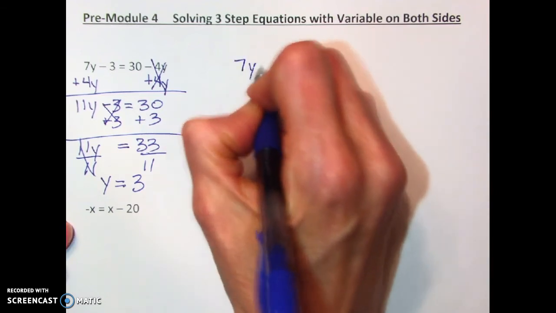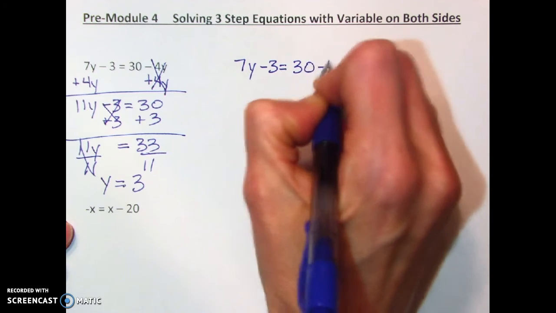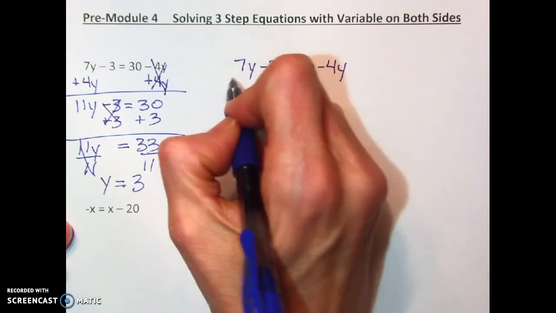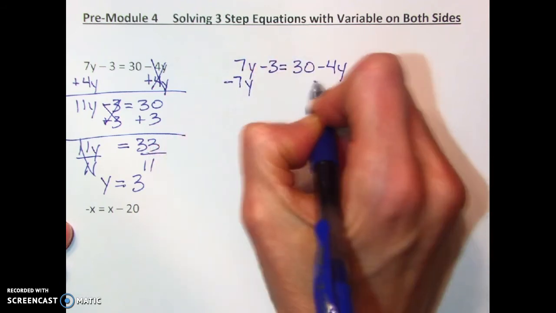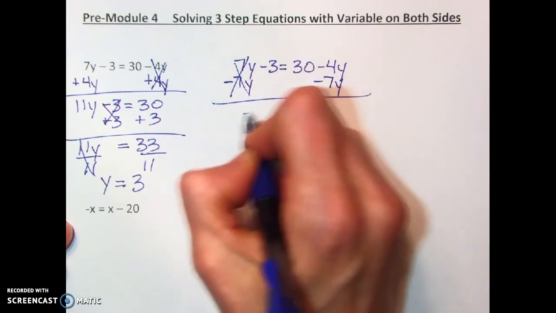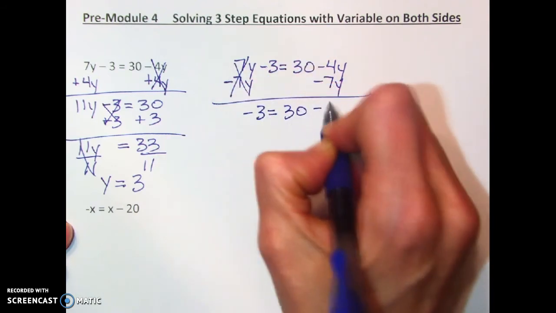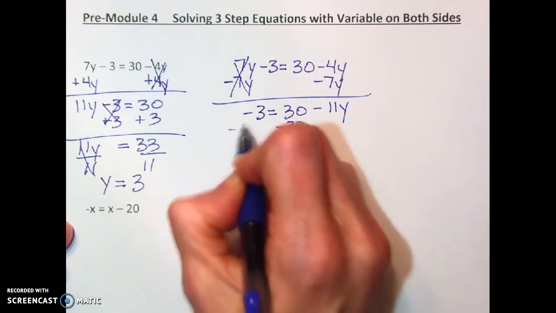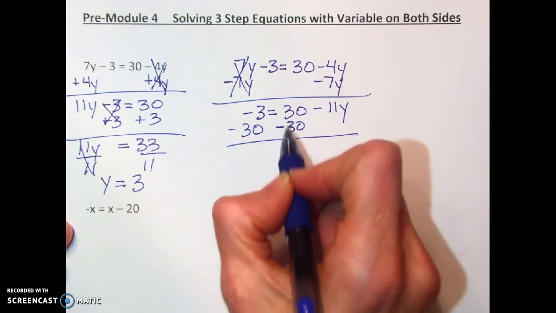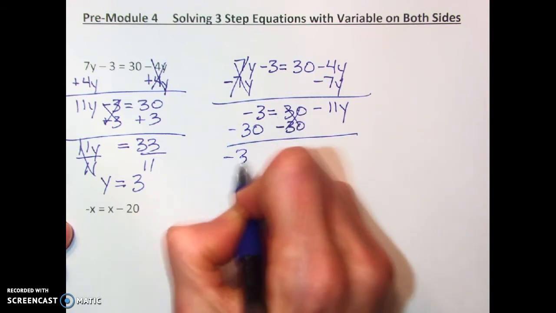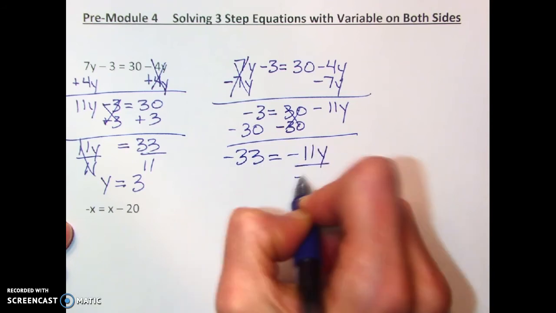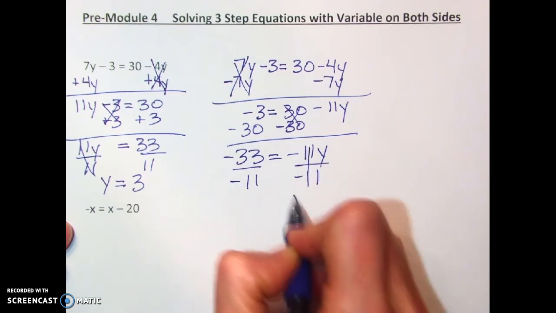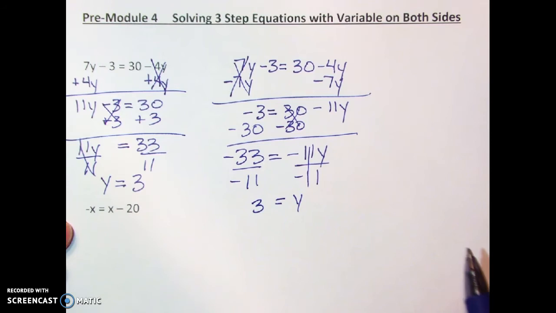Now I'm going to go back to this problem, and I'm going to show you that you can also solve this by getting rid of this y first. If I want to get rid of the 7y first, because it's positive, I need to subtract 7y on both sides. That will leave me with negative 3 equals 30 minus 11y. Now I have something multiplied, something added. I need to get rid of what's added. Because this is a positive 30, I need to take negative 30 here. And then I need to get rid of the negative 11 that's multiplied, and I'll do that by dividing. So y equals two negatives make positive 3.